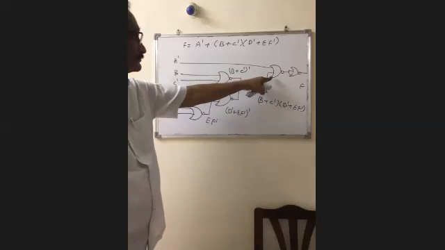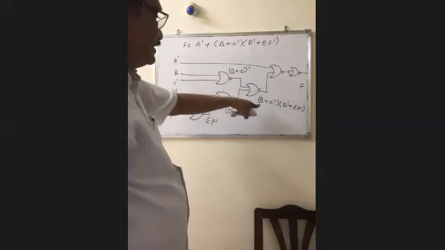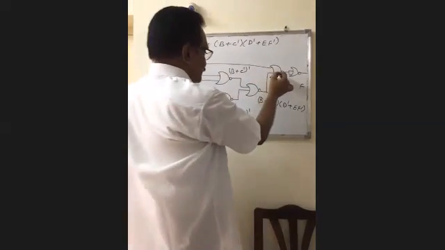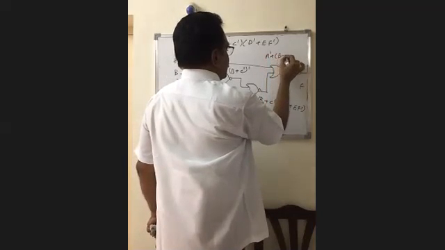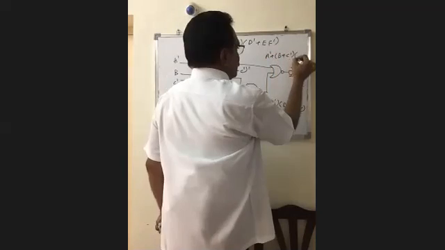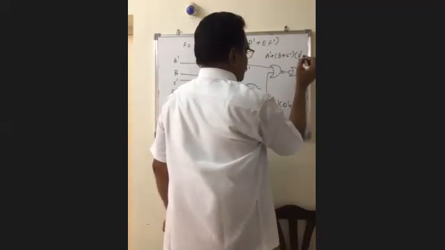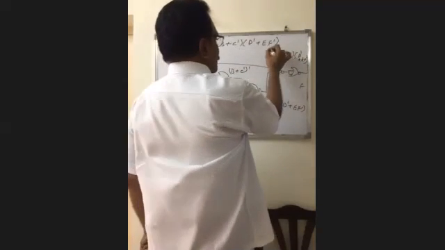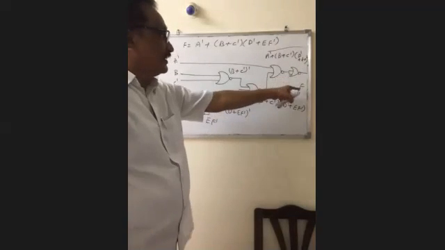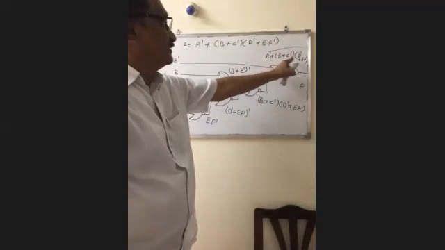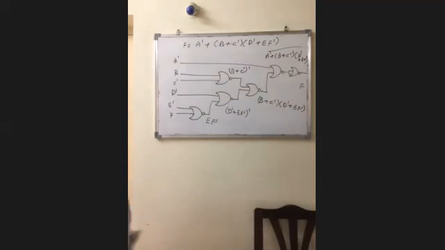Next one, this one, one of the inputs is A dash and the second input is this one. So output of this gate is equal to A dash plus B plus C dash into D dash plus E F dash, and the whole dash, the whole bar. So output finally F is equal to simply this term, A dash plus B plus C dash into D dash plus E F.